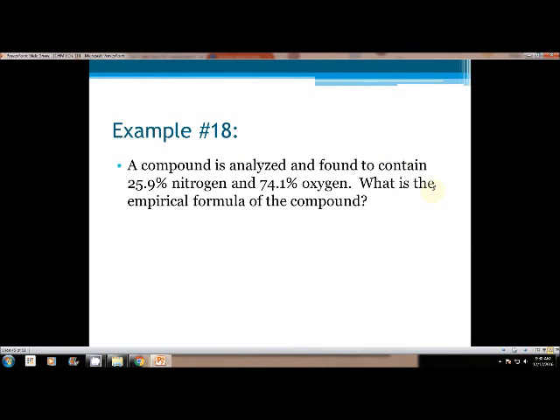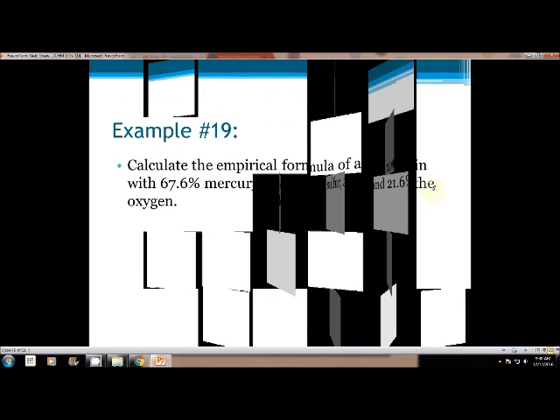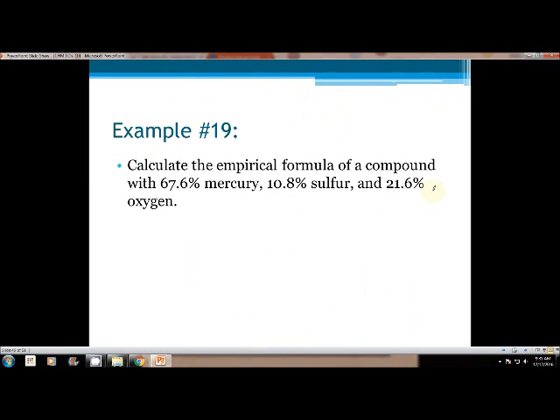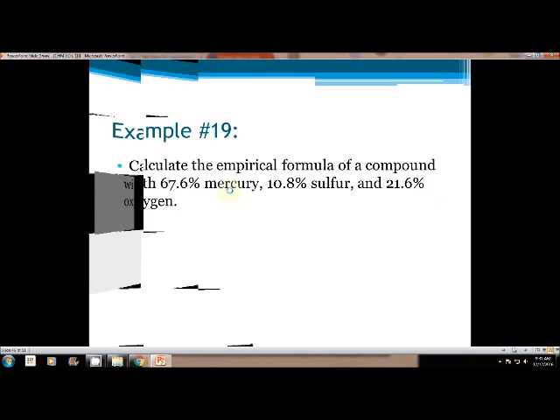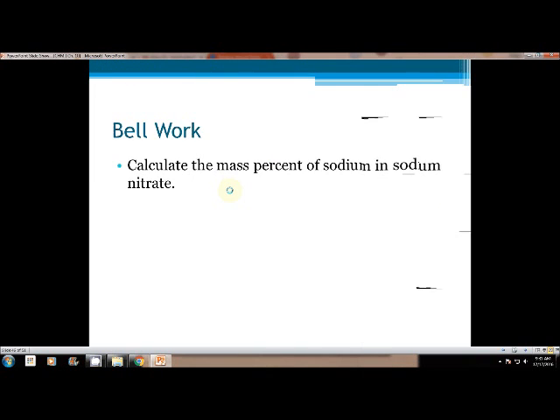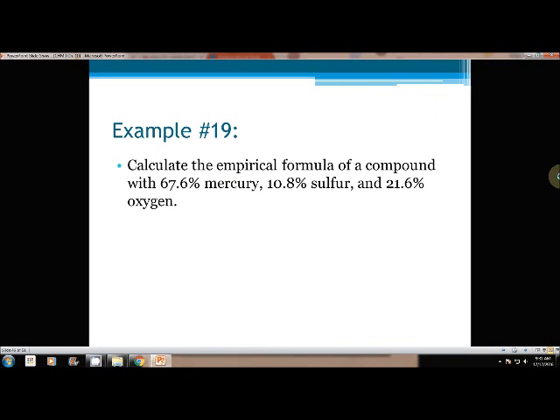We're skipping example 18 just because it's a little difficult, and we won't have anything like that on a test or a quiz. But example 19 is exactly like what we need. We have 67.6% mercury, 10.8% sulfur, and 21.6% oxygen. So we have 3 elements, and we're going to keep the 3 elements separate. The symbol for mercury, which we haven't seen for a while, is Hg, hydrargyrum. Then we have sulfur, and we have oxygen.